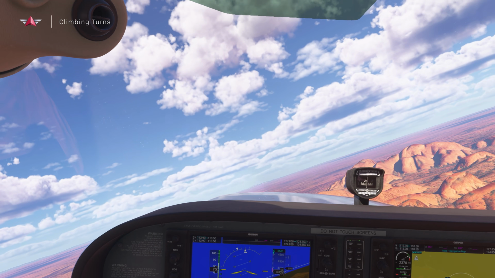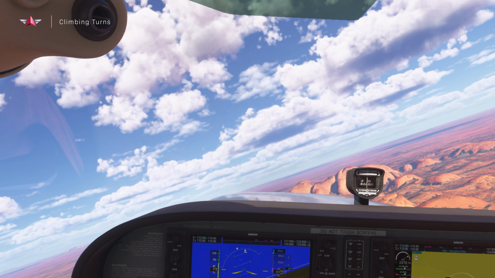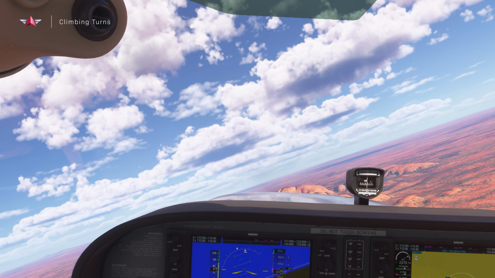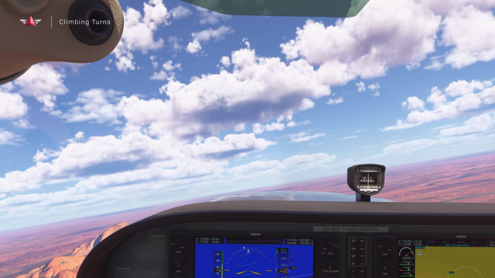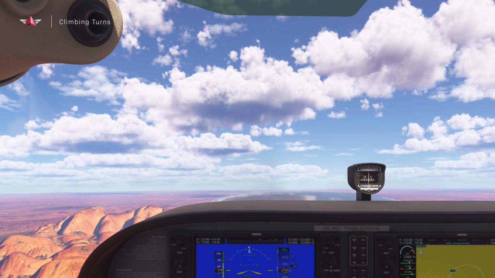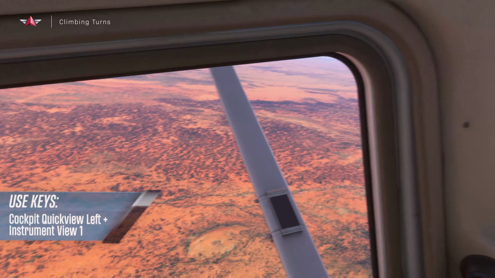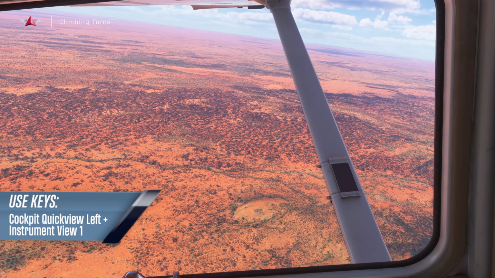Cool, let us now consider left turns as well. Let me regain straight level climb. Okay, here we are. We're ready. Let's look to the left. No traffic. Again, look straight ahead.